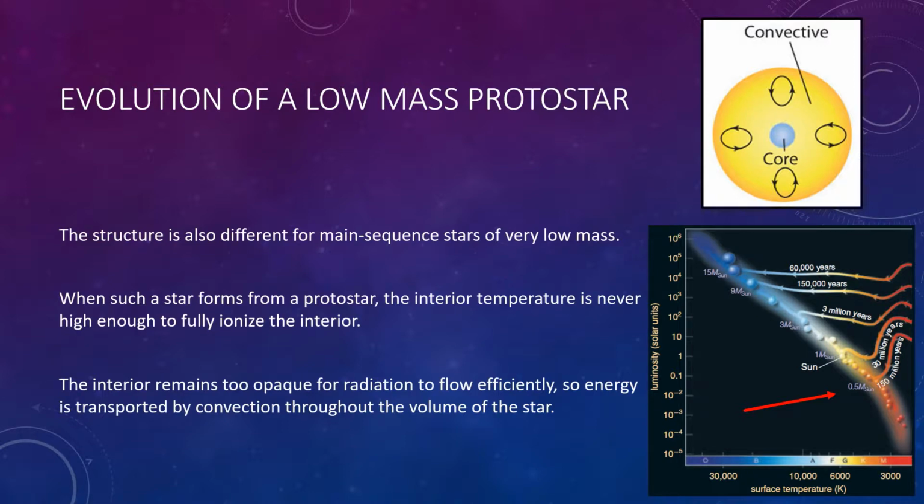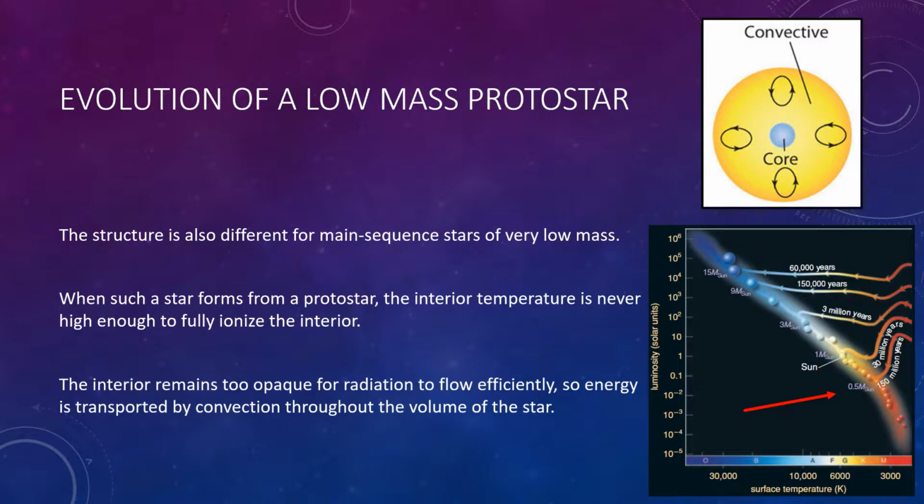So what happens then is energy never really gets out easily, so the process is even slower. It takes about 150 million years versus the sun, which takes about 30 million years. But the general path on the HR diagram is the same. It just takes much longer because it's only releasing energy through convection.